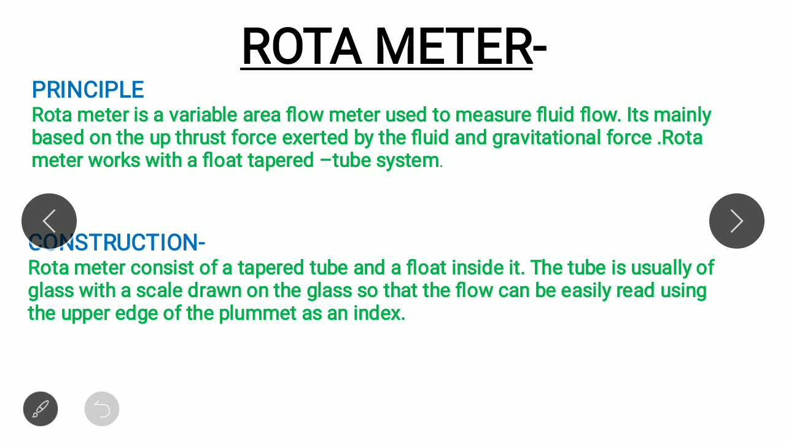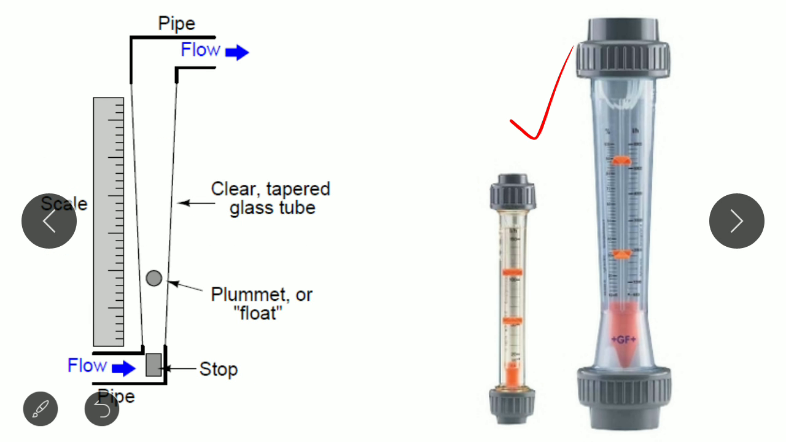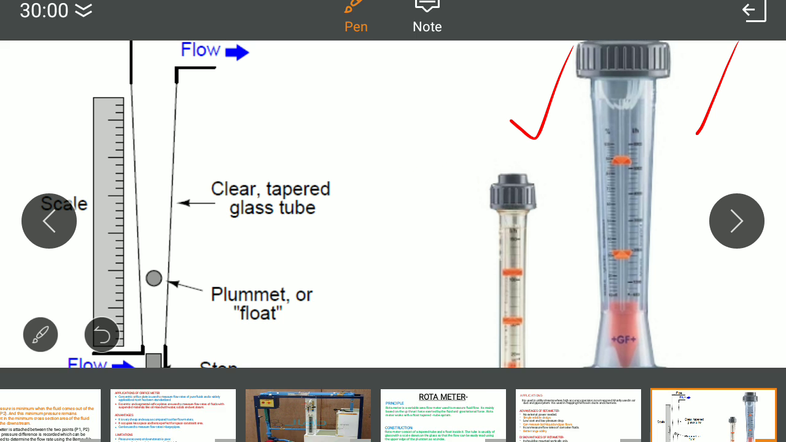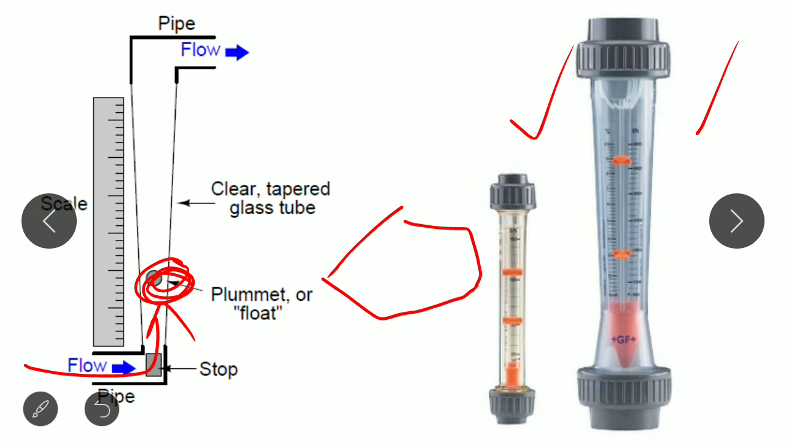The next instrument that needs discussion and is used in the measurement of flow of fluid is the rotameter. Actually, the rotameter looks like this. Okay, it is the actual picture. And when the flow of fluid takes place from this position upstream, this is a plummet or float whose shape and size varies with the design of the rotameter. Like this is the plummet, this is the plummet.